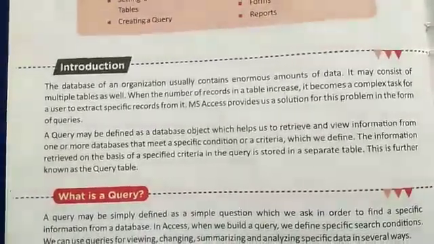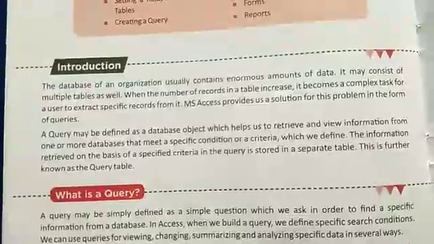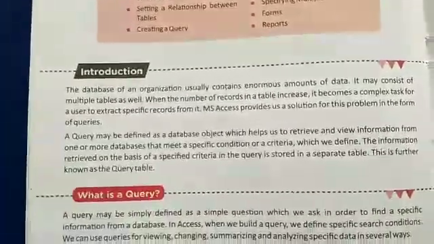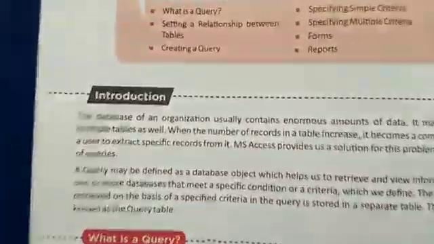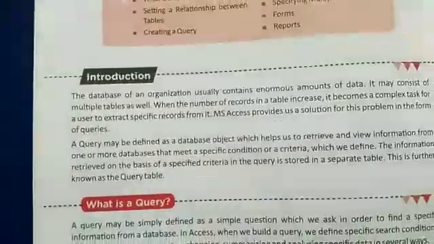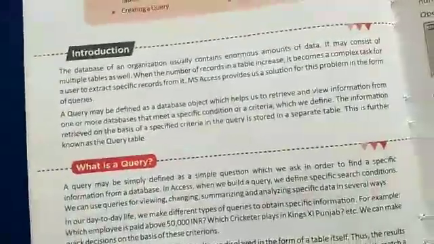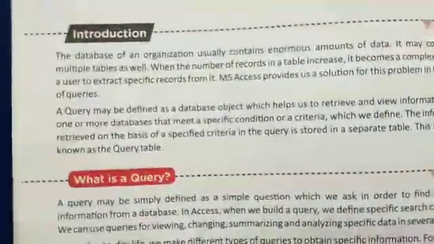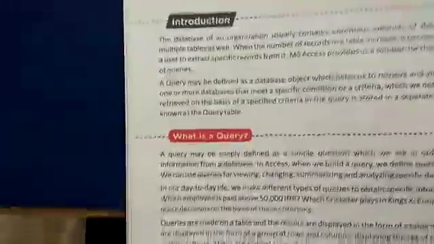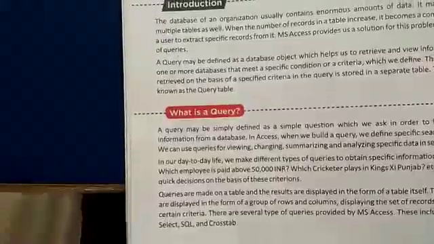The information retrieved on the basis of specified criteria in the query is stored in a separate table. A query is just like a question. We are asking a certain question to the database and the database is responding to us, again in the form of a table which meets a specified criteria. The table which we get as a result of our query is known as the query table.